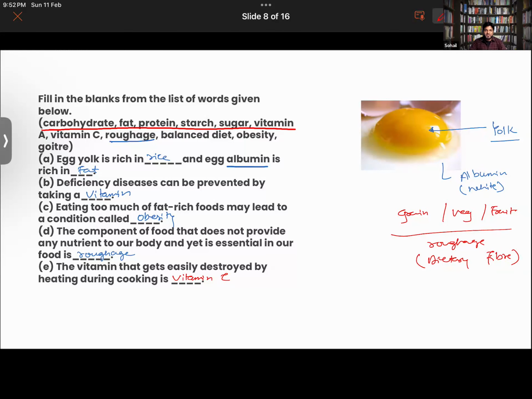That's why, have you ever seen people cooking citrus fruits and then eating them? Citrus fruit, खट्टे fruit जो होते हैं, grapes, mangoes, kiwi. So these are some of the citrus fruits. We don't cook them. We eat them raw.